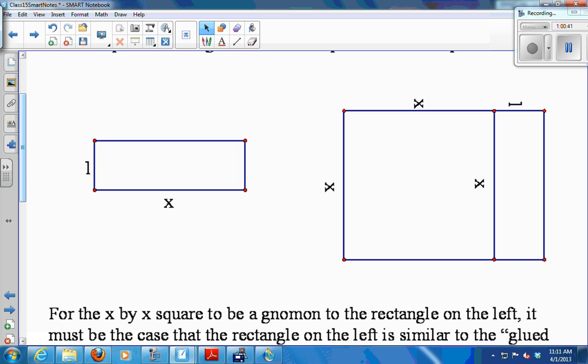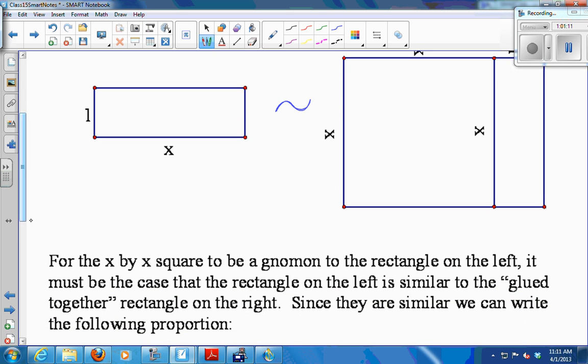Okay, so here's my original rectangle. We'll call it 1 by x. I want to attach a square to it so that my original rectangle is similar to my new glued together rectangle. So I attached an x by x square here onto my original. And I turned it on its side so that you could see the similarity. Short, short, long, long.